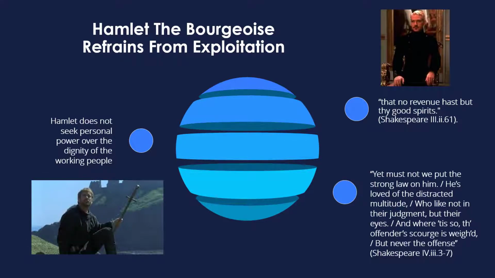Hamlet, the bourgeoisie who refrains from exploitation. Hamlet, although heir to the throne of Denmark, does not exploit those below him like his uncle does. He is seeking to avenge his father and fix the rot in Denmark, not seeking personal power over the working people. He respects the people who work hard to earn a living, and does not use his power to take advantage of anyone. Because of the respect he shows, the common people love and support him.